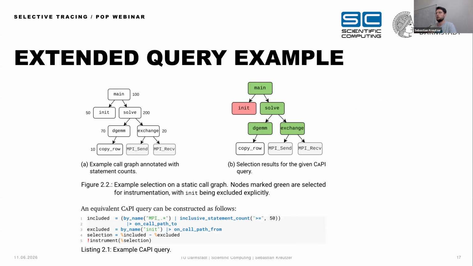To show maybe a more extended example, there's one here with a similar call graph. In this case, we have a more specific measurement objective or more information about the code. So in this case, we want to combine the inclusive instruction count with more prior knowledge. So for example, we can also select based on MPI calls. And this is what the query down here does.